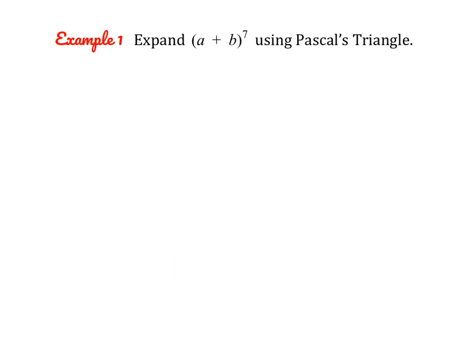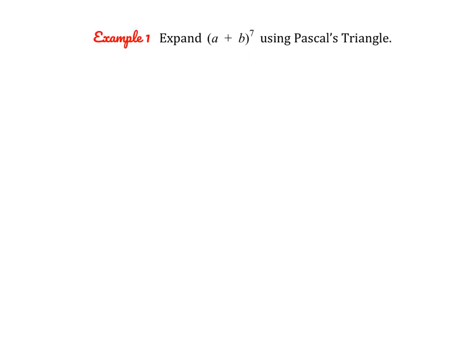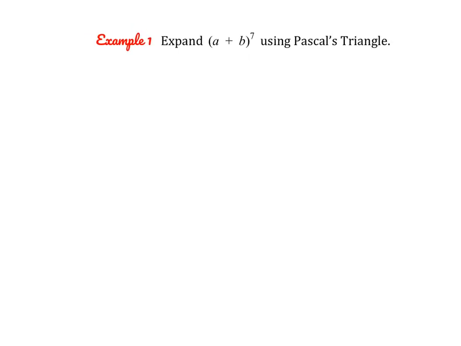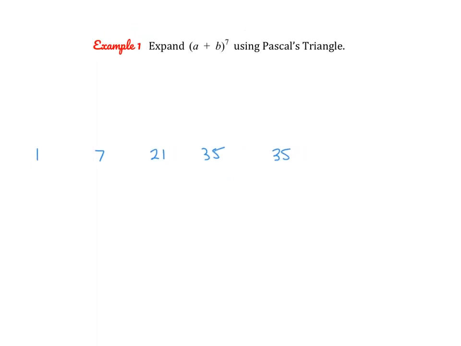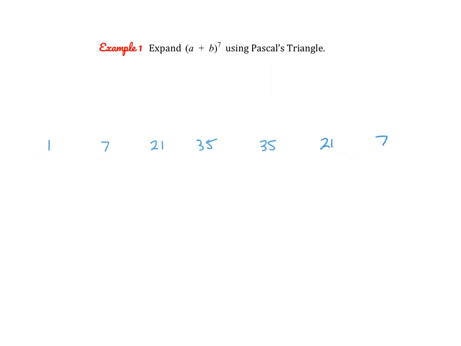Okay, so let's give one of these a try together. First, you'll notice that we are raising this binomial a plus b to the power of 7. So I'm going to find the numbers in row 7 of Pascal's Triangle, and I'm going to list them out, and I'm going to give myself a lot of space in between. So row 7, the numbers are 1, 7, 21, 35, 35, and then 21, 7, and the last one will be 1.